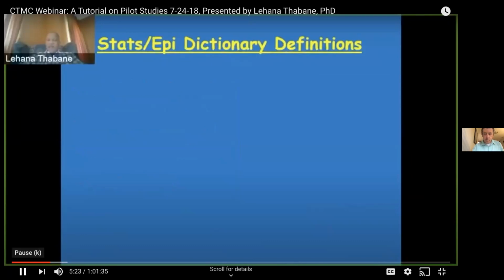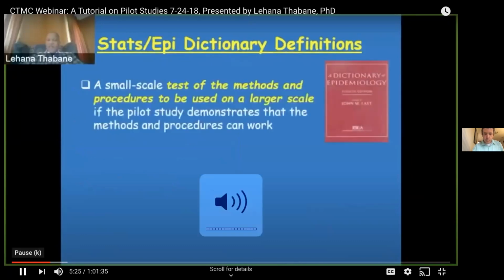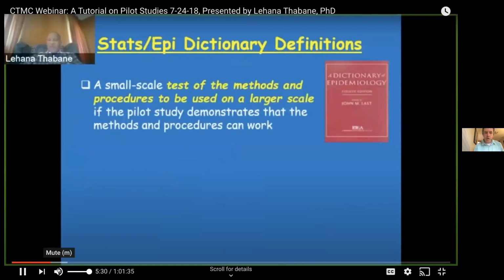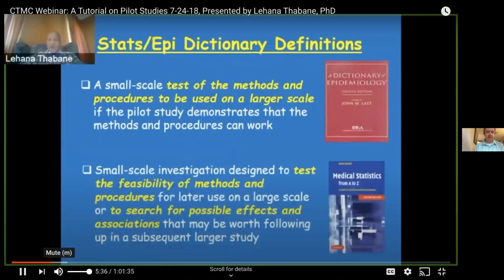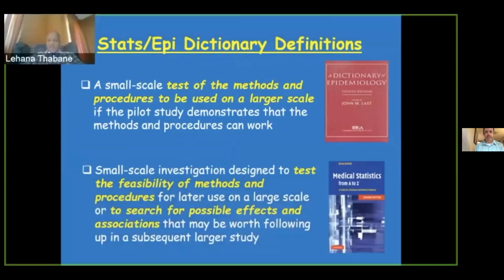And if you look at happy dictionaries, they use the word to mean you're testing methods or procedures on a smaller scale, and you're going to use information to plan something on a larger scale. And the same thing if you go into the dictionary of medical statistics, is you're testing something on the feasibility of methods and procedures, and the goal is simple.